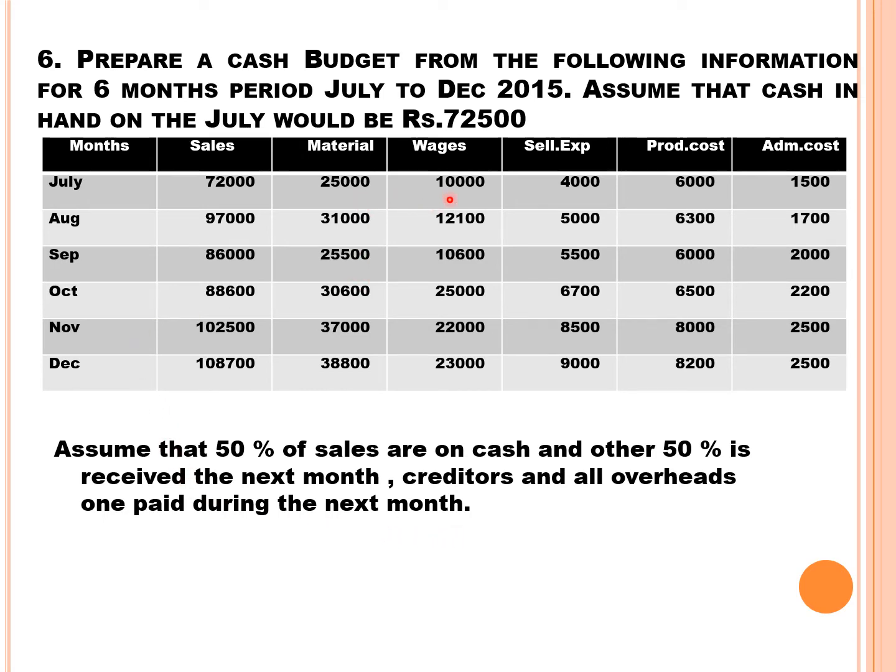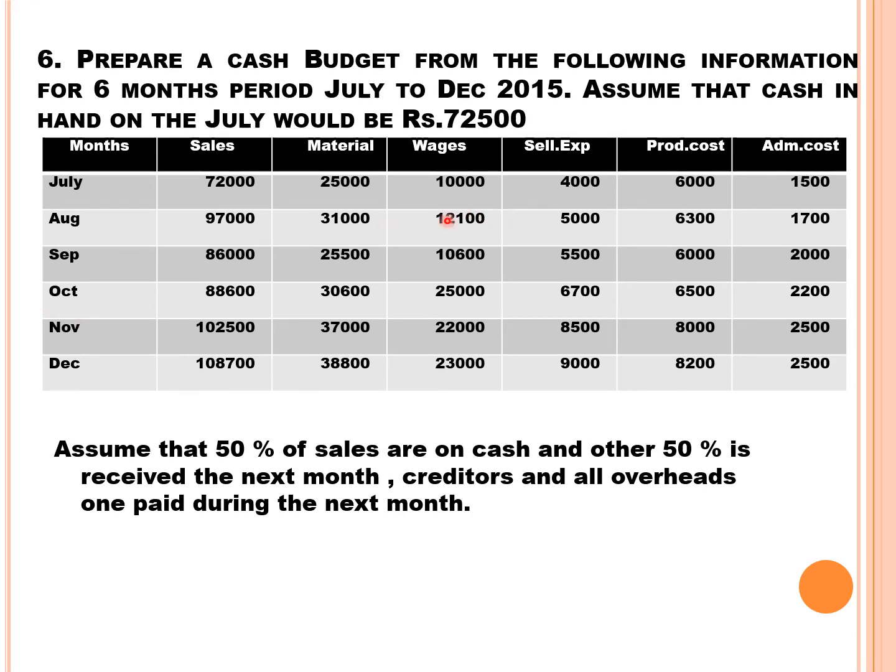So number 1 material, number 2 wages, number 3 selling expense, number 4 production cost, number 5 admin cost. All these 5 expenses will be paid next month. July will be paid in August. August will be paid in September. September will be paid in October and so on.